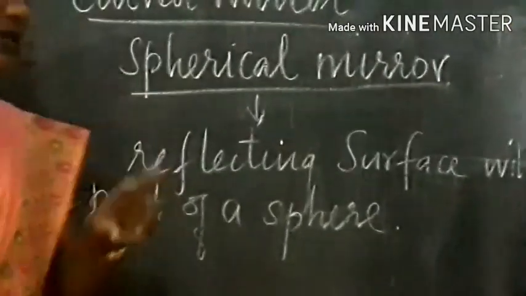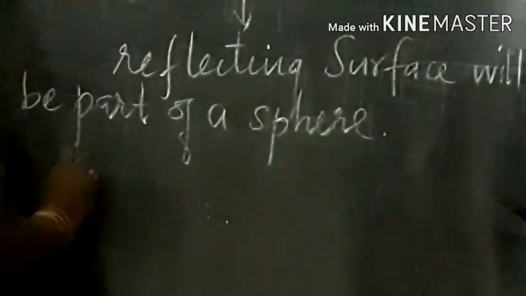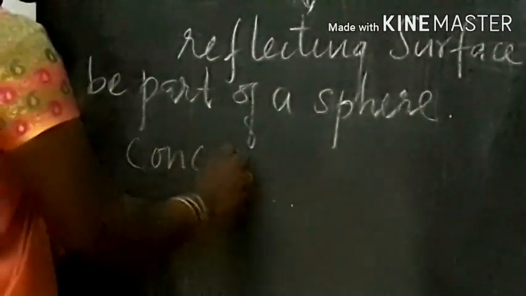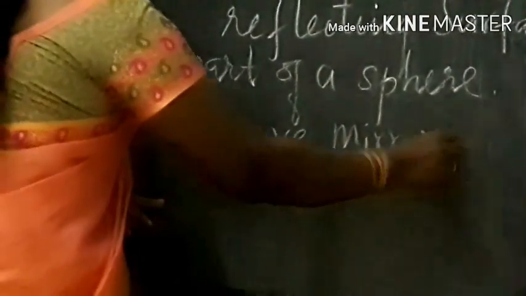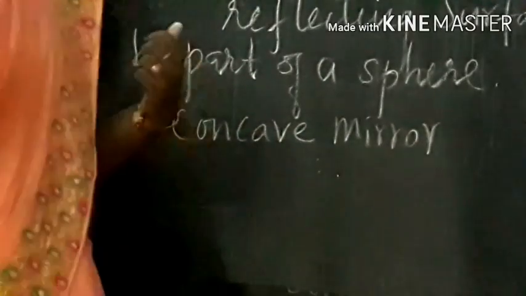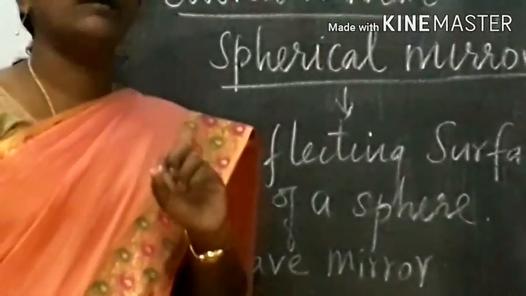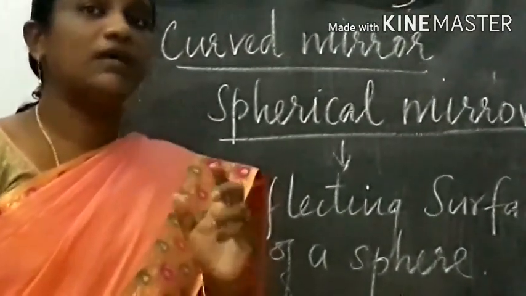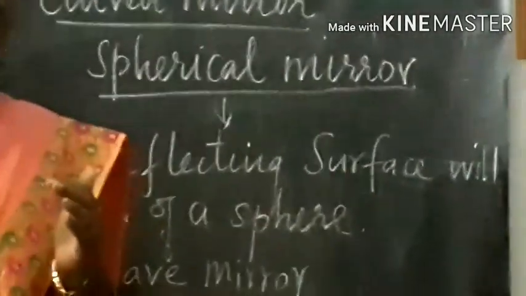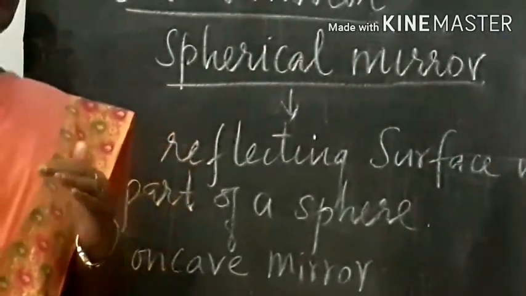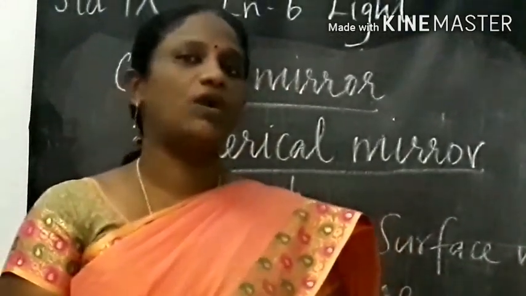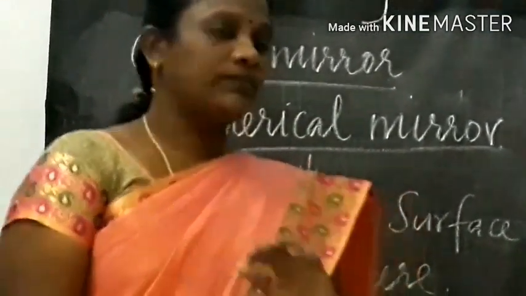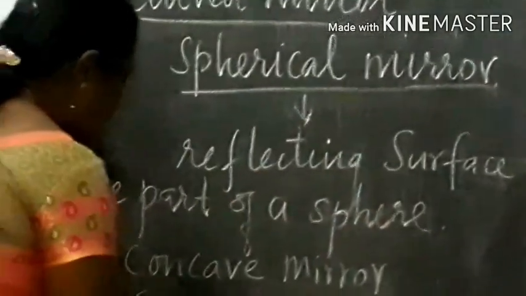There are two types of spherical mirrors. So one is a concave mirror. In a concave mirror, the reflecting surface is curved inwards. So that is called a concave mirror. So what is a concave mirror? If the reflecting surface is curved inwards, it is called a concave mirror. The next one is the convex mirror.